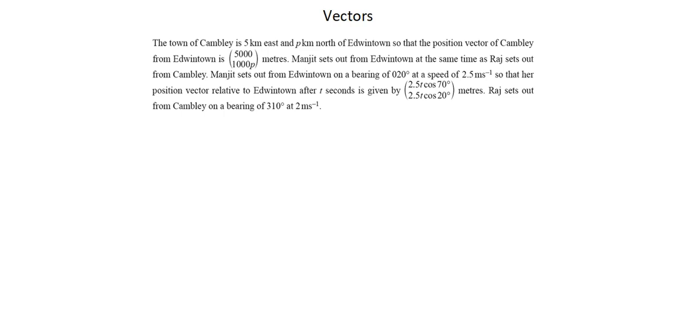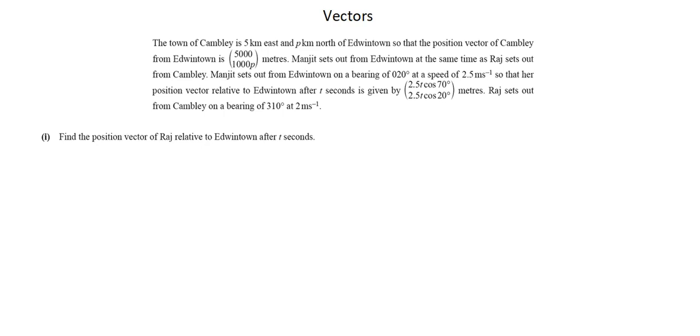Manjit sets out from Edwintown at the same time as Raj sets out from Cambly. Manjit sets out from Edwintown on a bearing of 020 at a speed of 2.5 meters per second, so that her position vector relative to Edwintown after t seconds is given by (2.5t cosine 70 degrees, 2.5t cosine 20 degrees) meters. Raj sets out from Cambly on a bearing of 310 degrees at 2 meters per second. Our first part is find the position vector of Raj relative to Edwintown after t seconds.